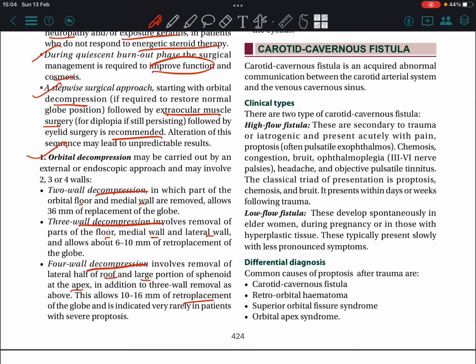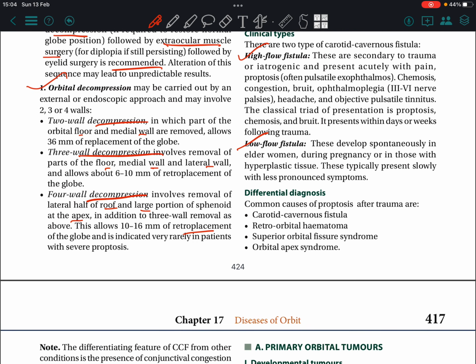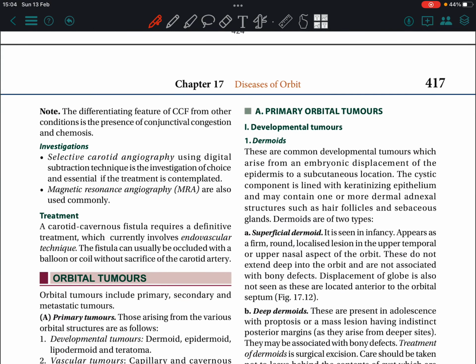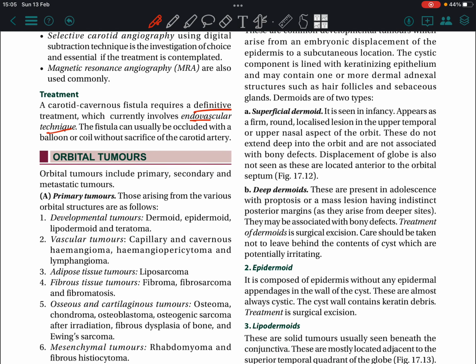Carotid cavernous fistula. Clinical types: carotid cavernous fistula is an acquired abnormal communication between the carotid artery system and the venous cavernous sinus. It is of two types: high flow fistula and low flow fistula. Differential diagnosis of carotid cavernous fistula includes retrobulbar hematoma, superior orbital fissure syndrome, and orbital apex syndrome. Treatment: carotid cavernous fistula requires definitive treatment, such as endovascular technique, etc.